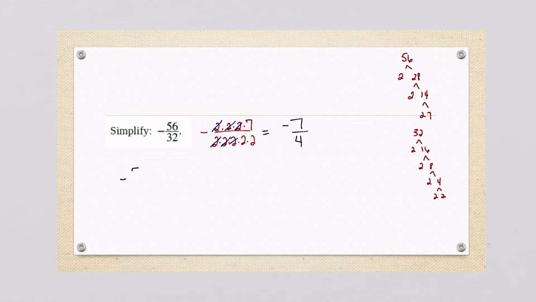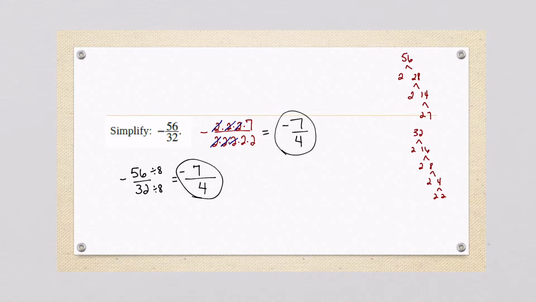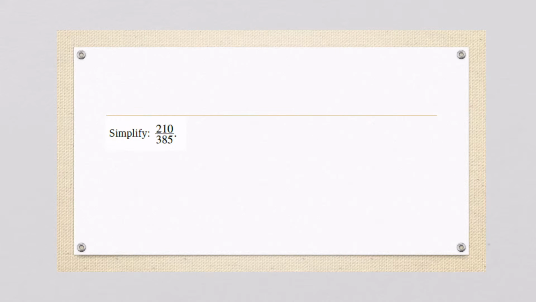A much quicker way to do this problem is you can see that they both have 8 in common. So I would divide the top by 8, I would divide the bottom by 8. Remember, what you do to the top, you have to do the same thing to the bottom. So this becomes negative 7/4. Much quicker this way. But again, if you're having a tough time seeing what to divide by right here, then maybe you should stick with the top method until it comes to you a little more naturally.